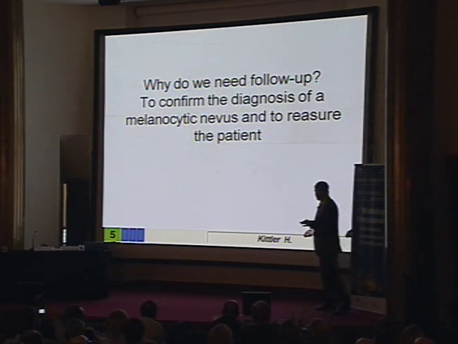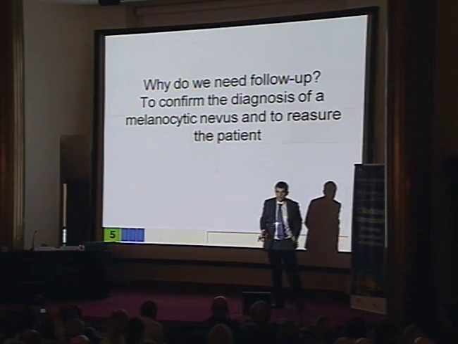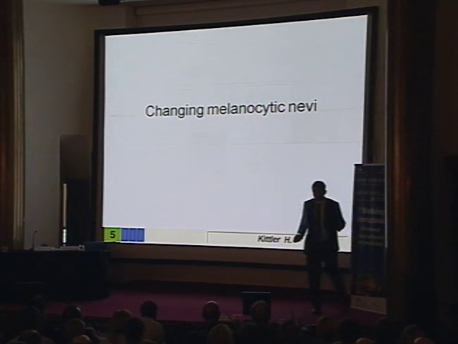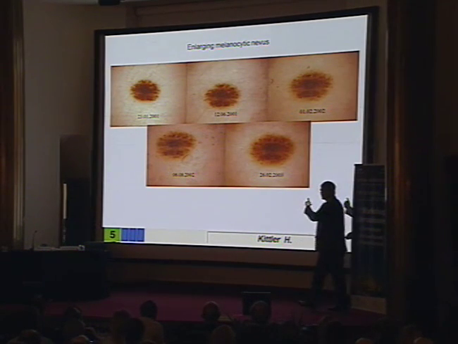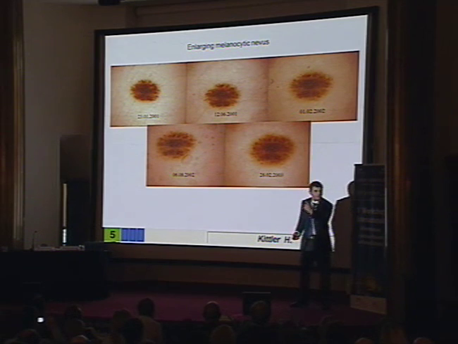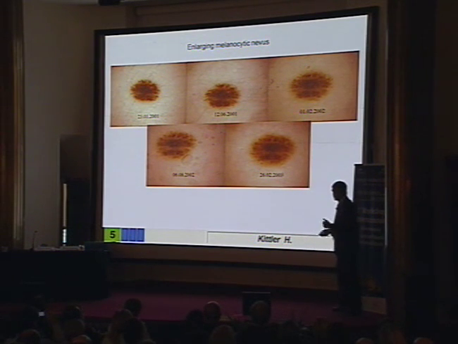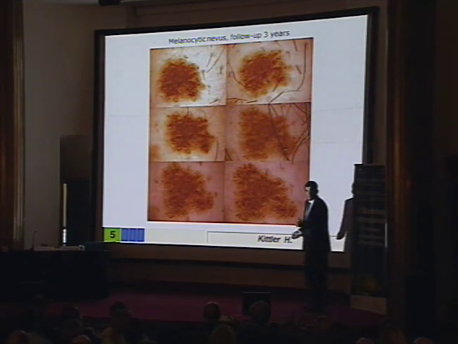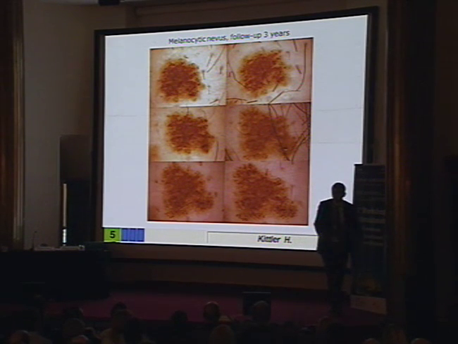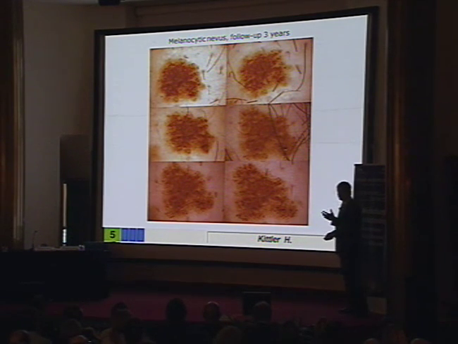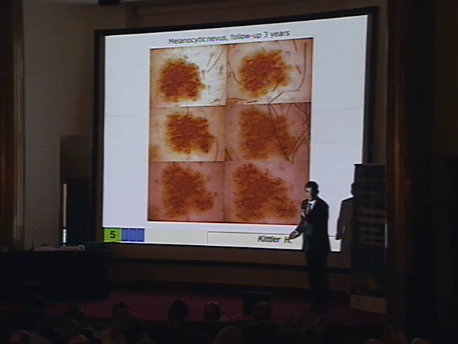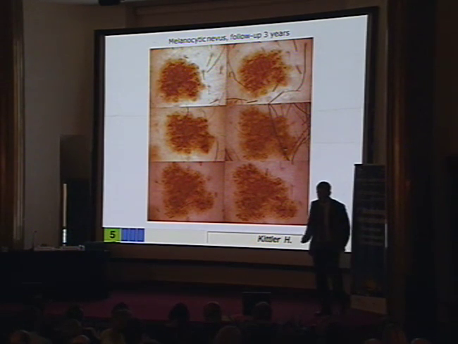Why do we need follow-up? Most of the time to confirm the diagnosis of a melanocytic nevus. Changing nevi, yes, there are, of course. In children, symmetric increase in size. You see the peripheral rim of dots. This is very typical. Sometimes also another change without the peripheral rim of dots. But the pattern is the same. Usually we excise these lesions because there is some asymmetric increase in size.